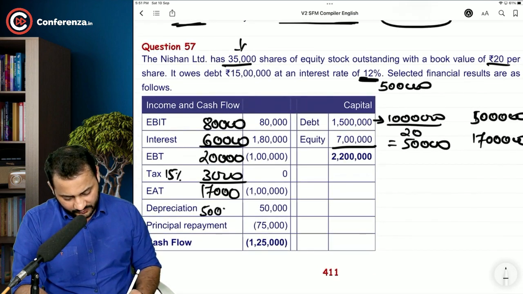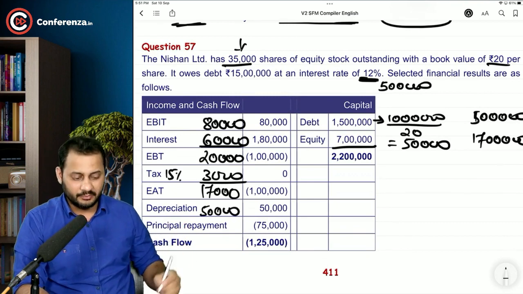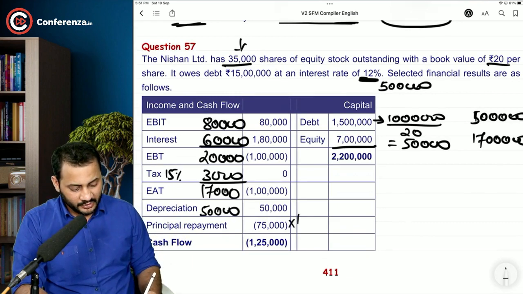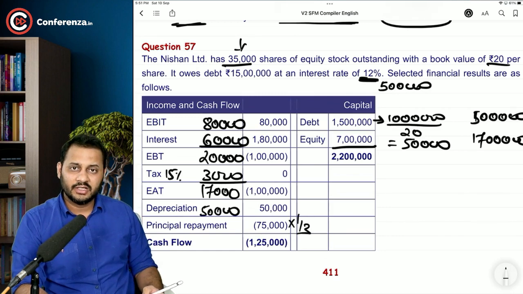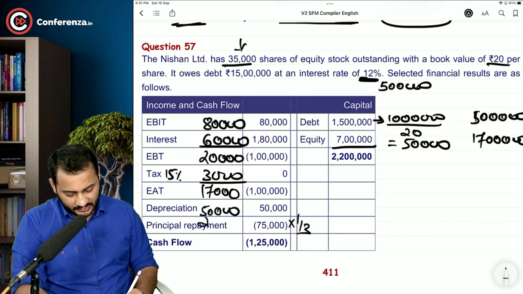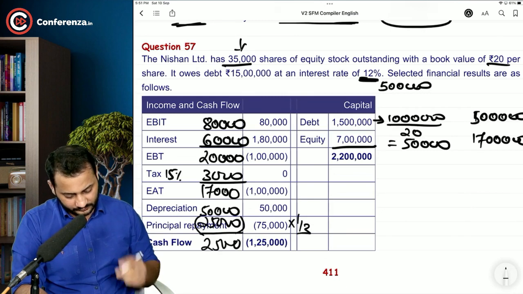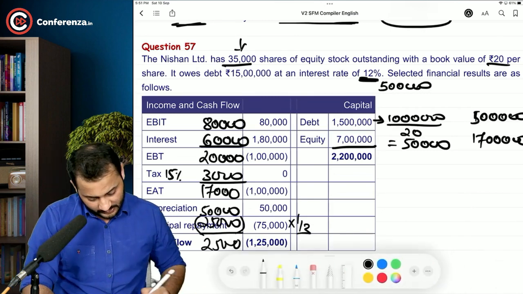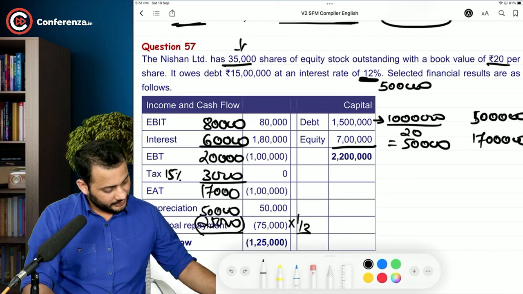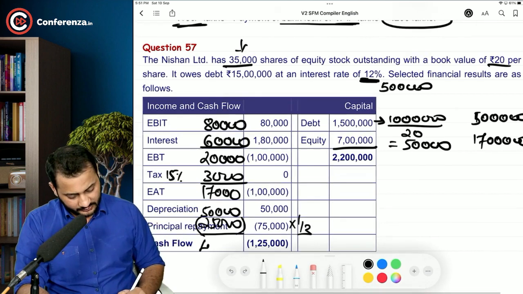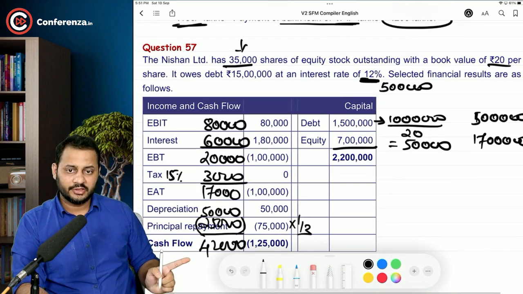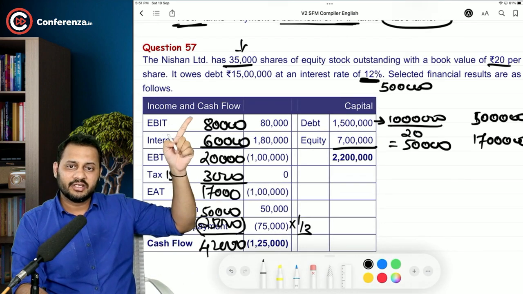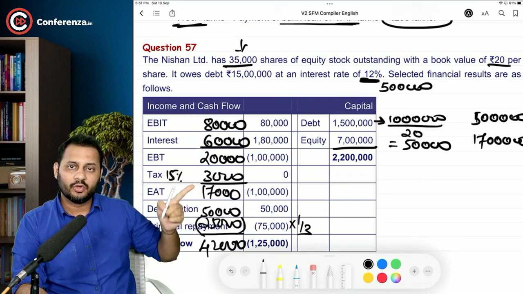Depreciation add back 50,000, and the principal repayment will also get reduced by 2/3. So only 1/3 will continue. That means principal repayment of 25,000, and the balance will be 17,000 plus 50,000 minus 25,000. That's 42,000. It is going to look like this. So after reconstruction, the income and cash flow will look like this.